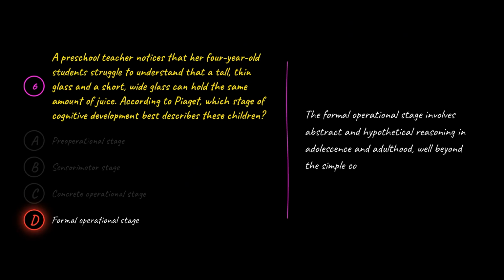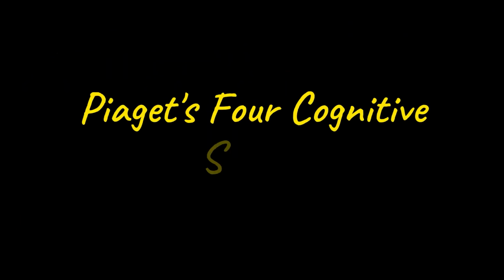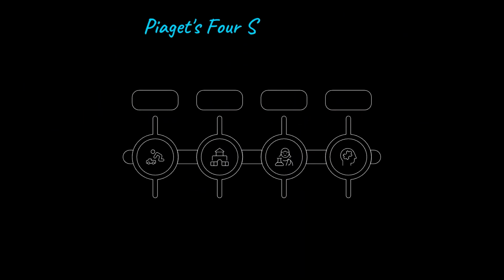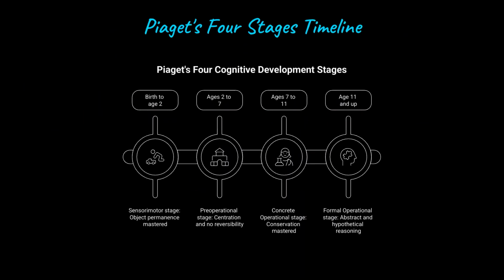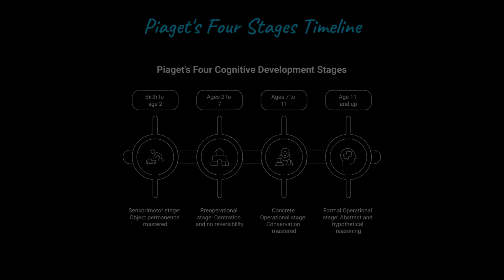Piaget proposed that children move through 4 qualitatively distinct stages of cognitive development, each with its own internal logic, not just more knowledge, but a fundamentally different way of thinking. The sensorimotor stage ends with object permanence. The pre-operational stage spans ages 2 to 7 and sits between action-based infant thinking and logical thought. Concrete operational brings conservation, and formal operational adds abstract reasoning.